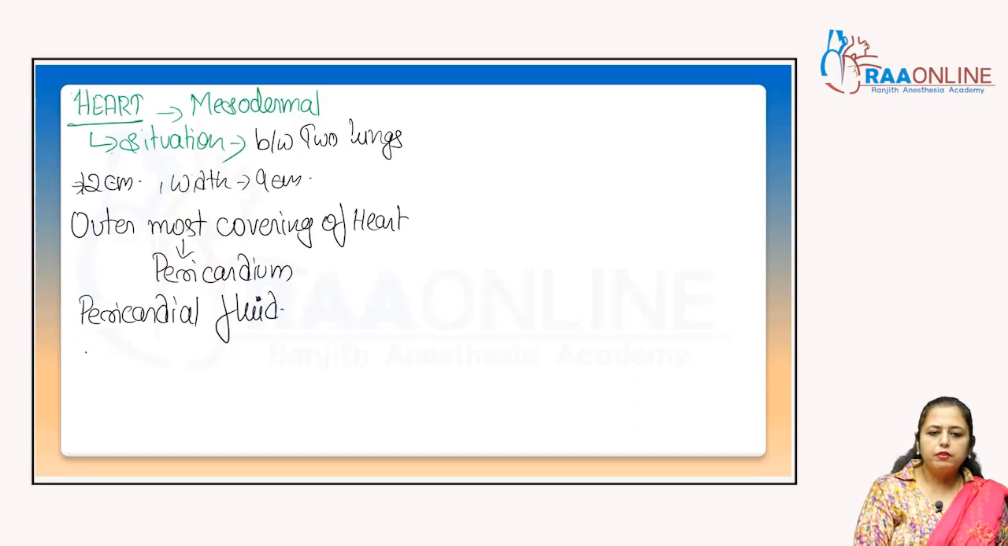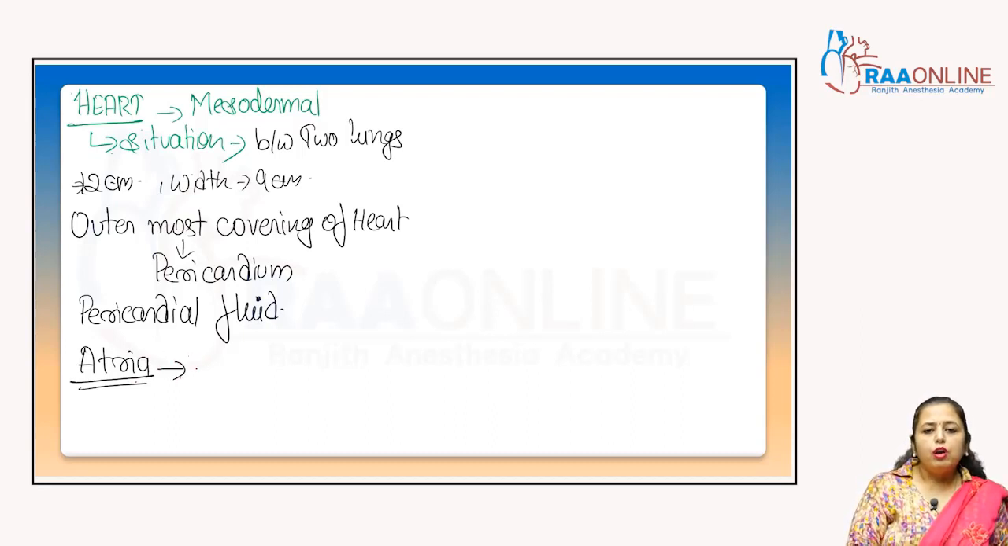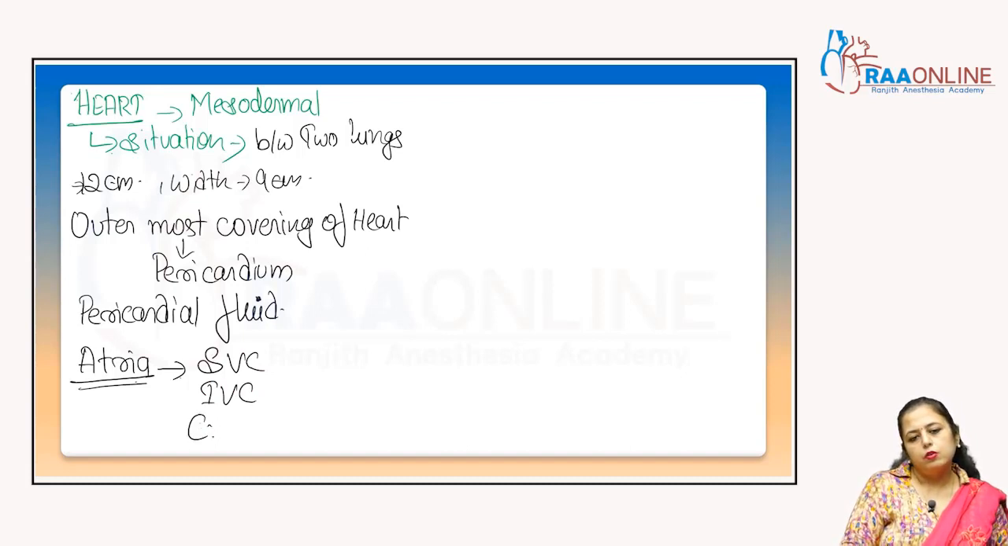Now what will happen? Come to the atria and ventricle. When we talk about the atria, that is the plural, the chamber. The wall of atria is thinner than the wall of ventricle. That means the wall of ventricle is the thickest wall. Clear? And in atria there are 3 openings, that is SVC, IVC and coronary sinus, right?